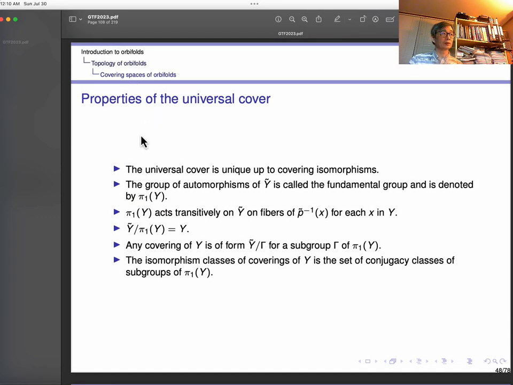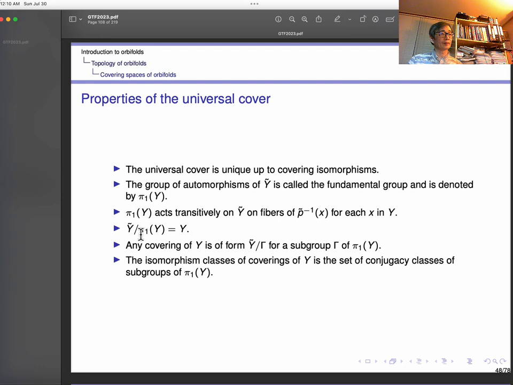So we discussed the properties of the universal cover. The universal cover is unique up to covering isomorphism. Covering isomorphism is defined very similarly to ordinary covering space theory, but you have to consider the orbifold structure a bit. The group of automorphisms, again defined very similarly to covering space theory but preserving the orbifold structure, is also called the fundamental group, and is denoted by pi_1 of Y as before. This deck transformation group acts transitively on the fibers for each x in Y.